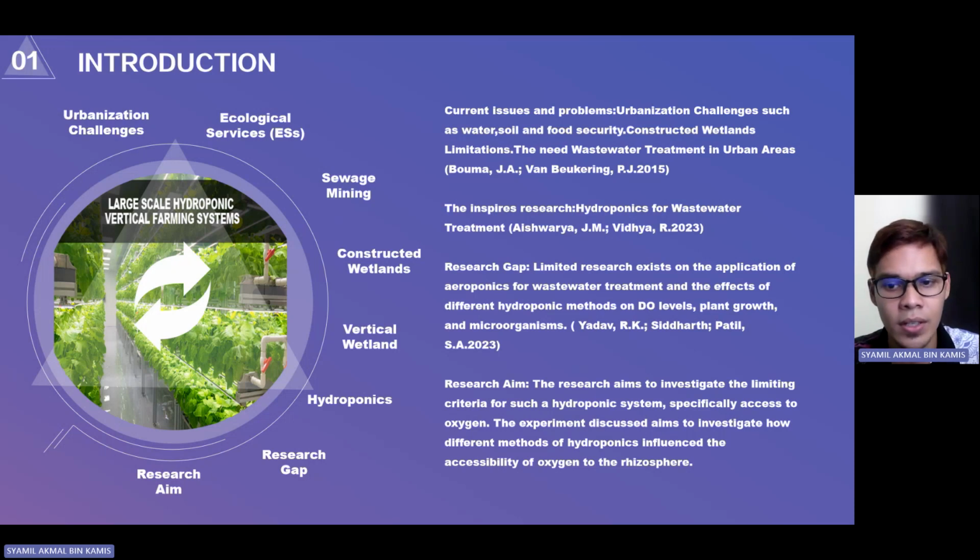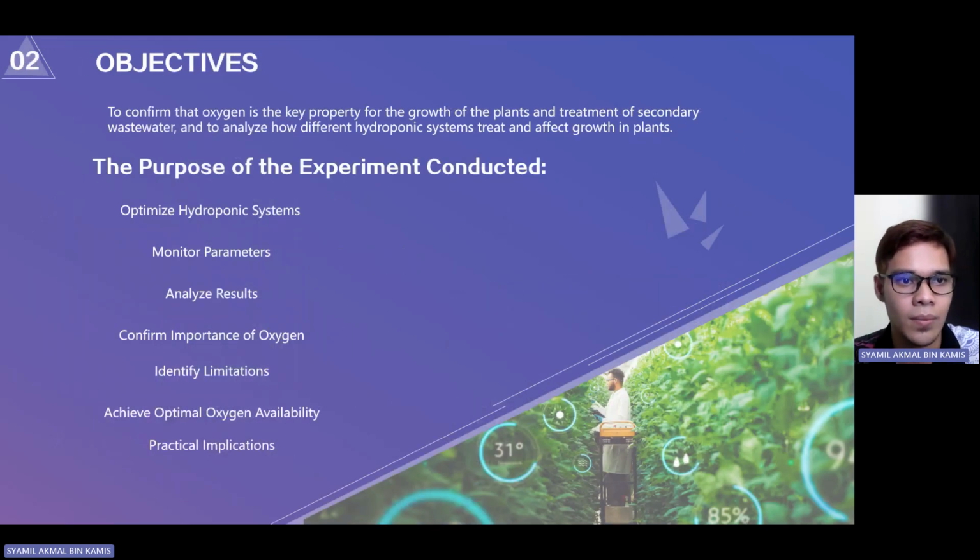The research aims to investigate the limiting criteria for such a hydroponic system, specifically access to oxygen. The experiment aims to investigate how different hydroponic methods influence the accessibility of oxygen to the reservoirs. The next slide is the objective.